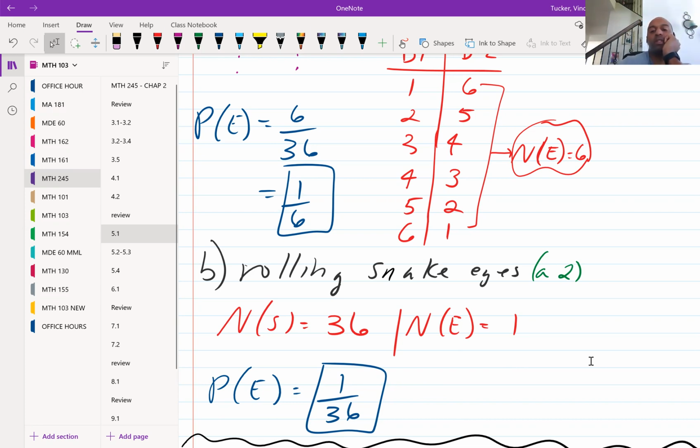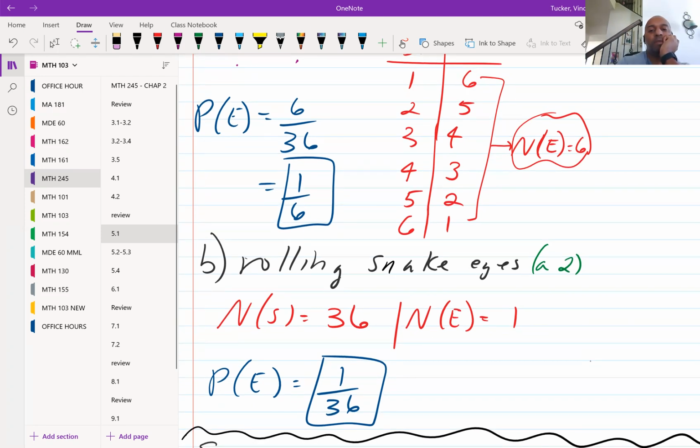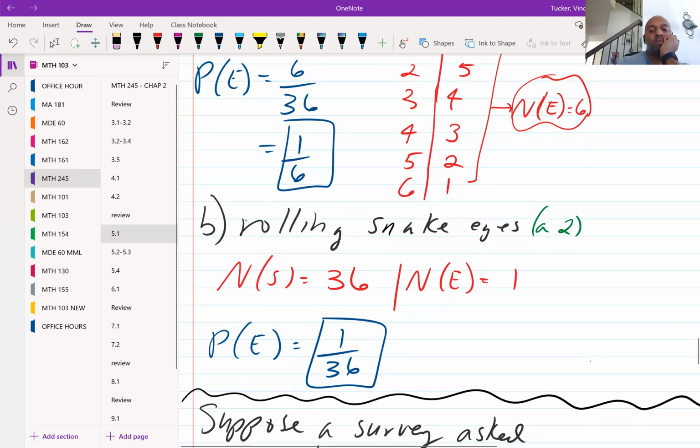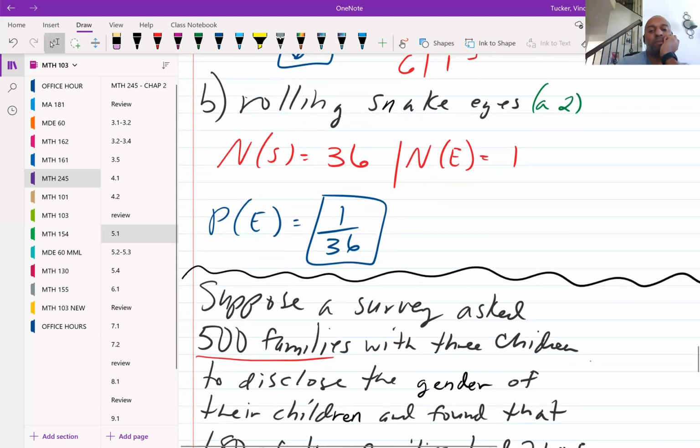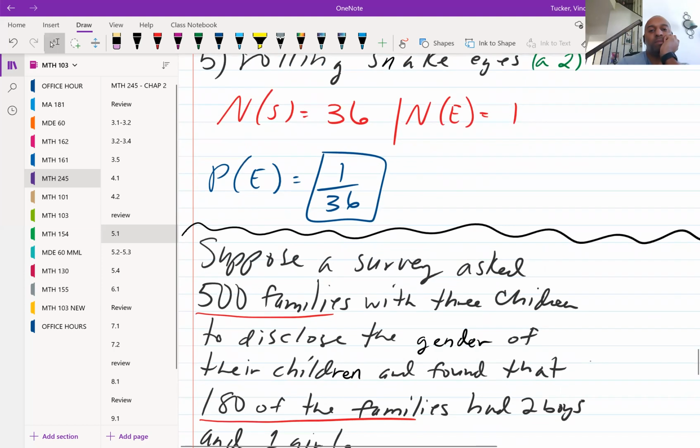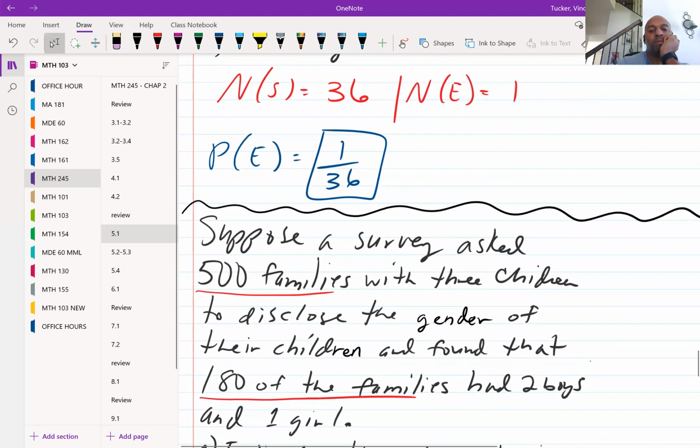All right. Everybody good? Can we scroll up? All right, first part of this problem. Suppose a survey asked 500 families with 3 children to disclose the gender of the children and found that 180 families had 2 boys and 1 girl.